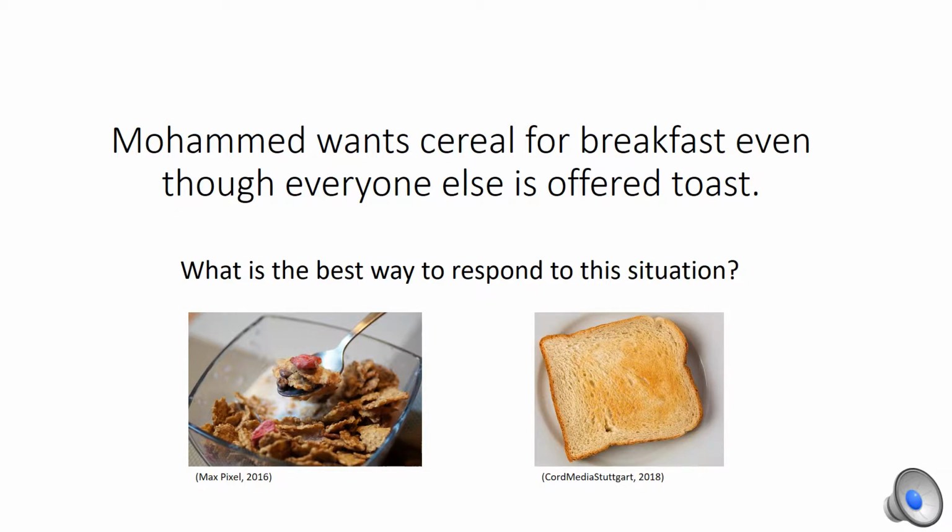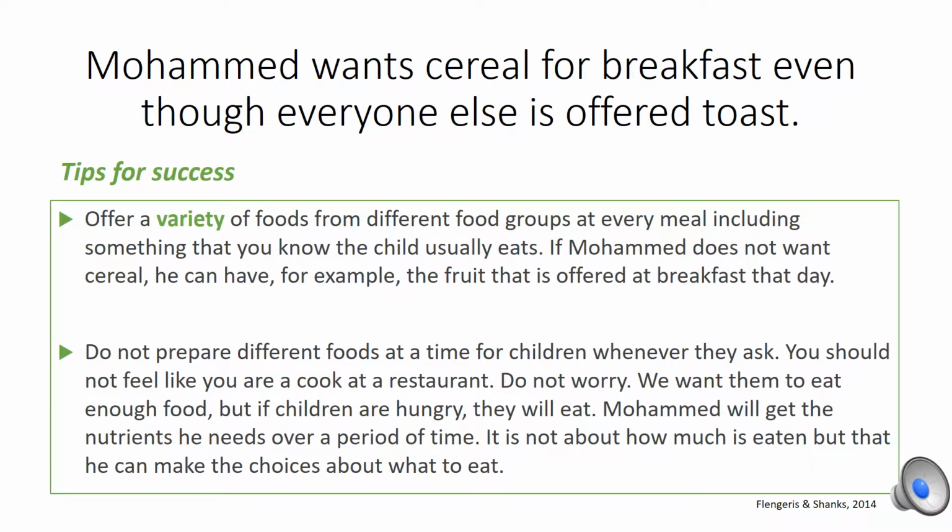Mohammed wants cereal for breakfast even though everyone else is offered toast. What is the best way to respond to this situation? Offer a variety of foods from different food groups at every meal, including something that you know the child usually eats. If Mohammed does not want cereal, he can have, for example, the fruit that is offered at breakfast that day.